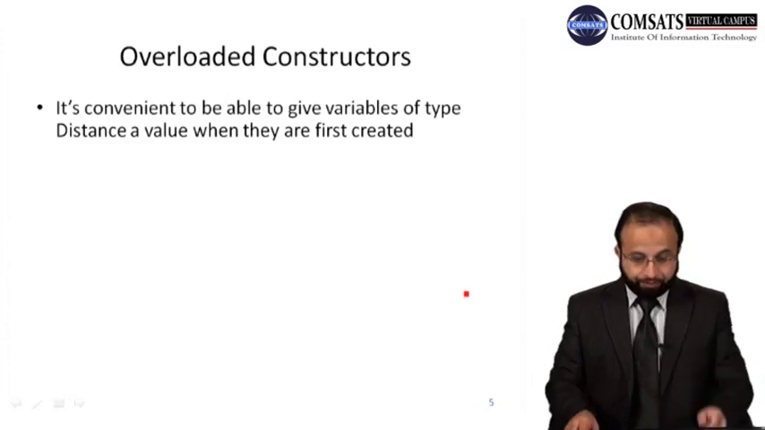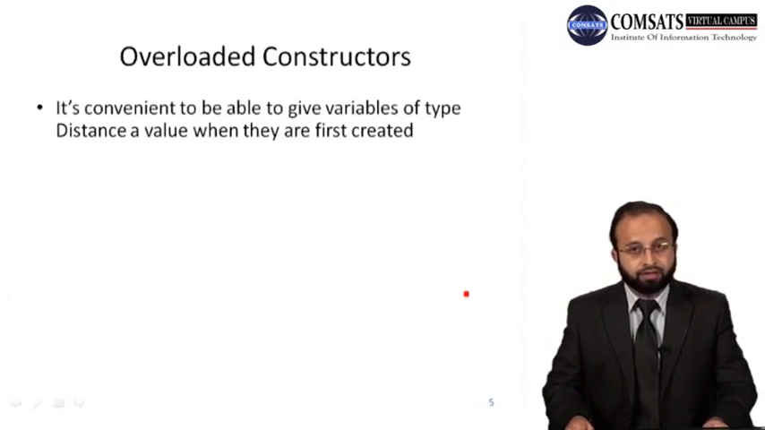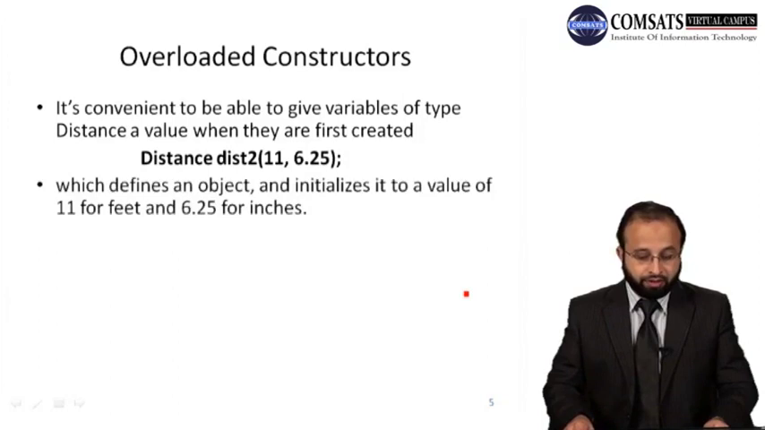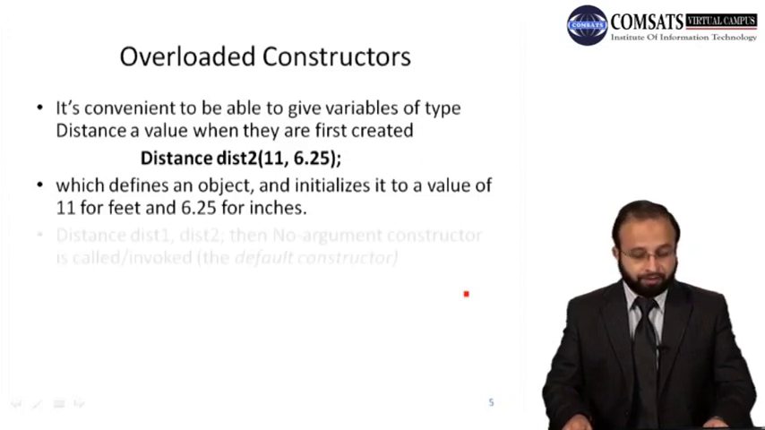So it is convenient to be able to give a variable of type distance a value when it is first created. Instead of initializing it with 0, you can assign some values to the private data members of the distance object, and you can do so by writing the overloaded constructor. So this is when this function call is executed, which defines an object and initializes it to the value 11 for feet and 6.25 for inches.